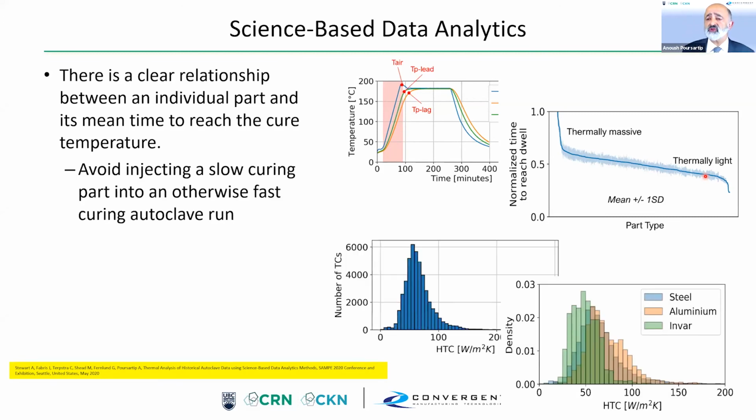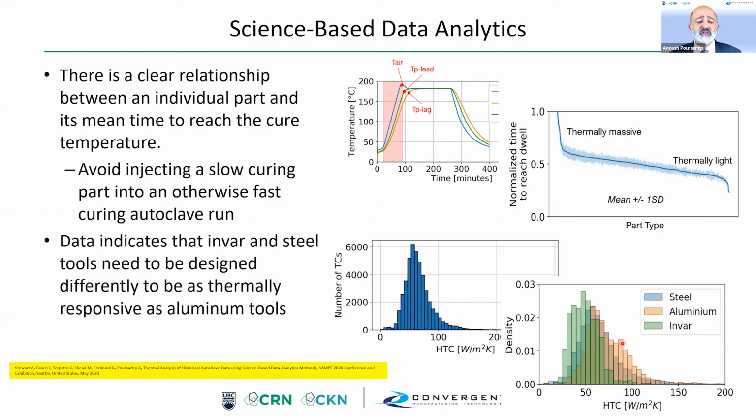We can actually take those tens of thousands of thermocouple traces and look at the heat transfer coefficient distribution that was measured. The first observation is that the range that we get is quite broad, but is exactly what we would expect from everything that we have done to date. More interestingly, as we start looking at the distribution of heat transfer coefficients for different kinds of tooling, what we see is that there is a different distribution for Invar steel and aluminum tools. And this indicates that there's something different about these tools.